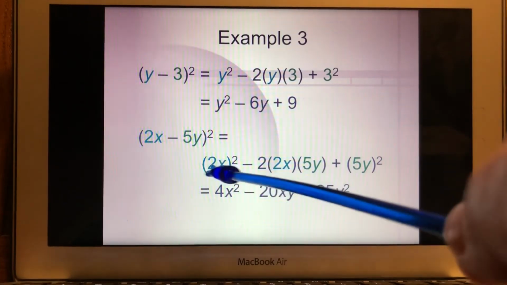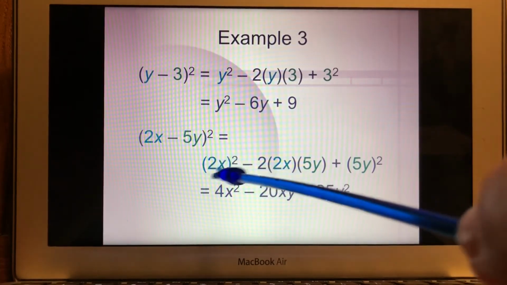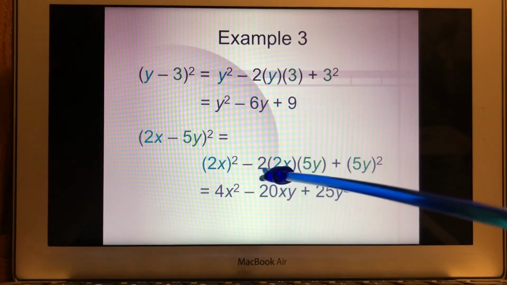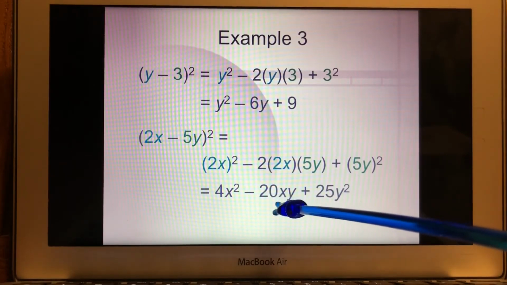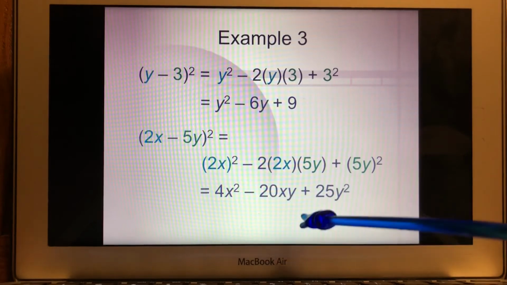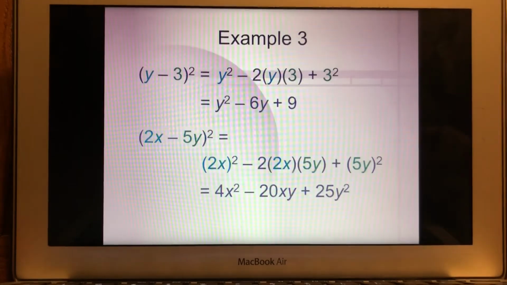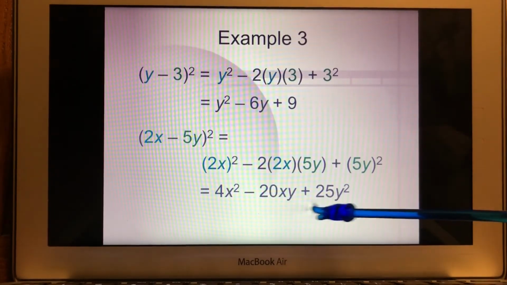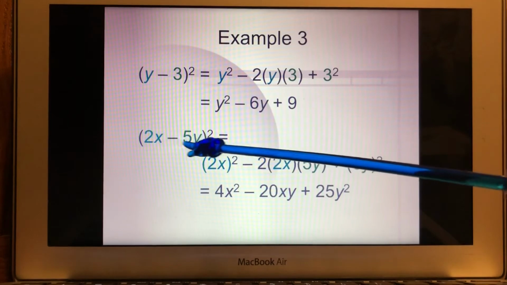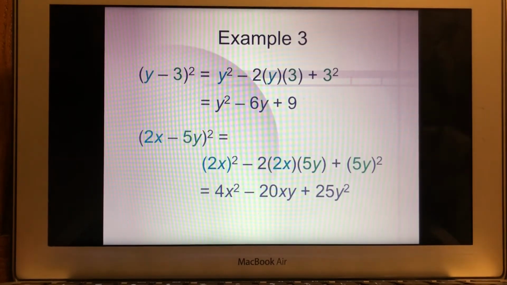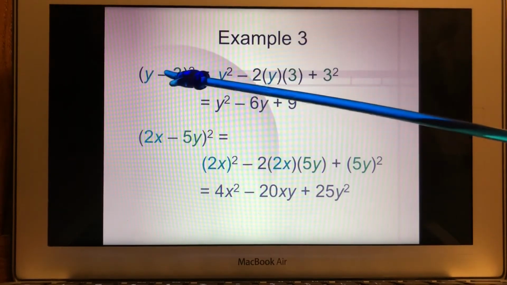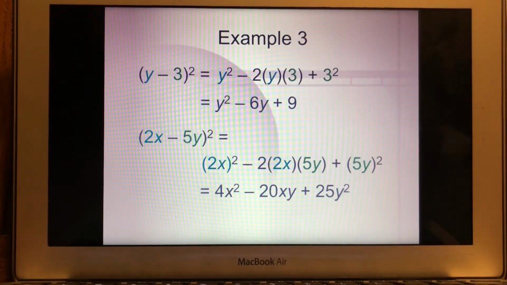So I simplify all this. 2 squared is 4, and then x squared, minus 2 times 5 gives me 20xy right here, plus 5 squared is 25y squared. And then this is my final answer from here, this quantity squared. Now, remember, these are differences. A quantity that's the difference of a quantity squared, and it will give me these products.